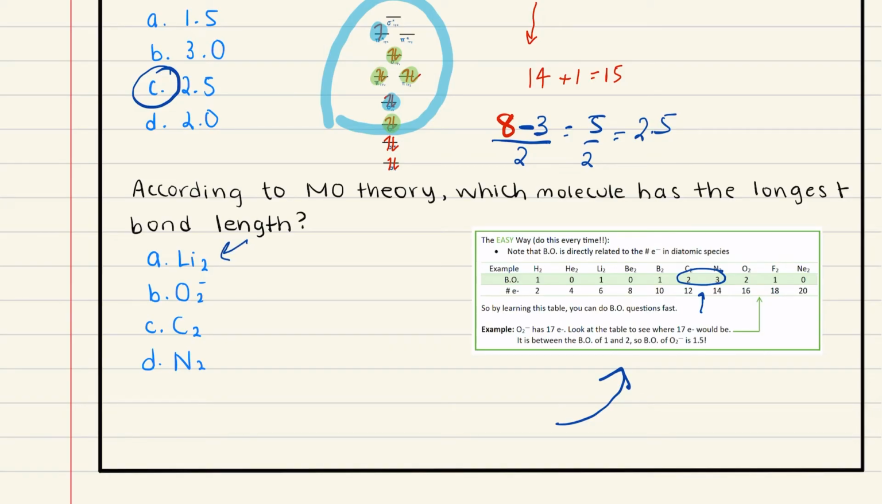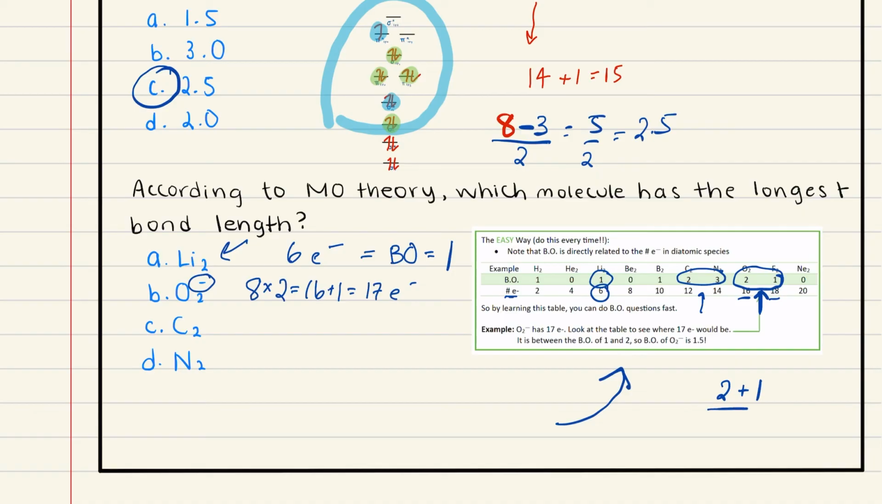Each lithium atom has 3 electrons, so dilithium has a total of 6 electrons. When you have 6 electrons, you're going to have a bond order of 1. Then we can do the same thing here with dioxygen. Each oxygen atom has 8 electrons, and there's 2 of them, so that gives us a total of 16 electrons. This dioxygen also has a -1 charge, so it's gained an electron. That gives us a total of 17 electrons. 17 electrons falls right in between 16 and 18. So to figure out the bond order, we just need to take the average of 1 and 2. 2 plus 1 divided by 2 is going to be equal to 1.5. So the bond order here is 1.5.